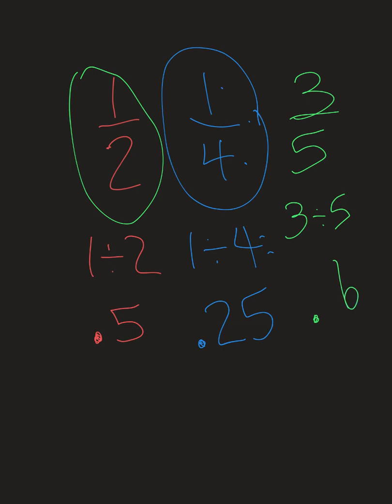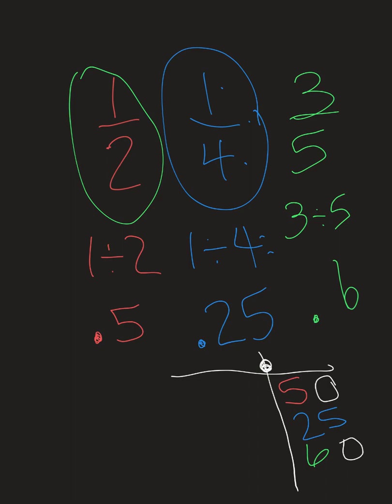So I need to compare these now. We've talked about comparing before. When it's a decimal, I like to put them on a T-chart. I'm going to line my decimal points up on my T. So now I've got 0.5, 0.25, 0.6. I have to make them look the same, so add those zeros.